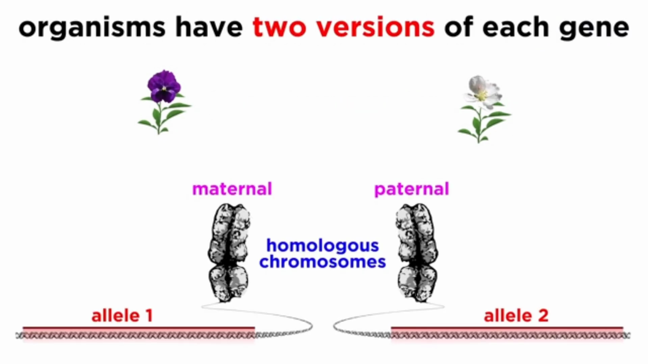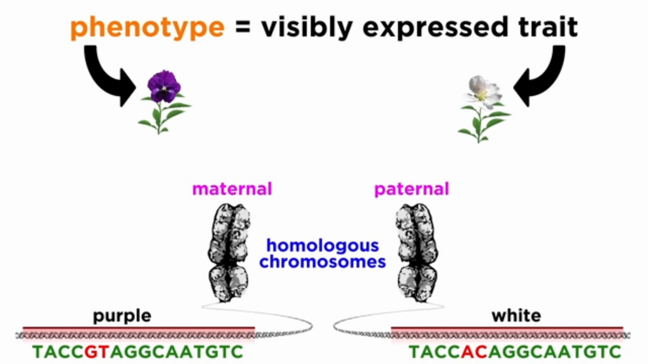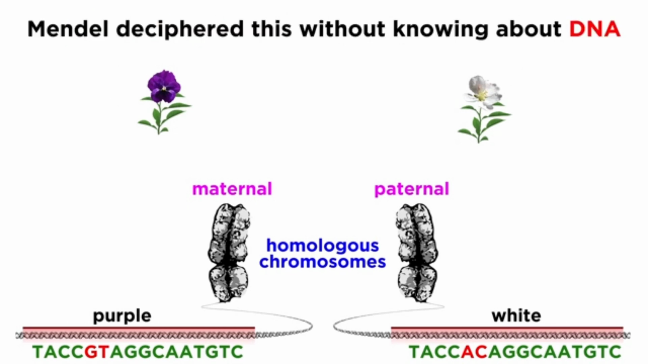But each gene has two versions, or alleles, in the genome, because the gene is found on two homologous chromosomes, one from each parent. These two alleles can be of a different genotype, meaning that the sequence of nucleotides are different, and this can lead to different phenotypes when expressed, like the two different colors that are visible on the flower.